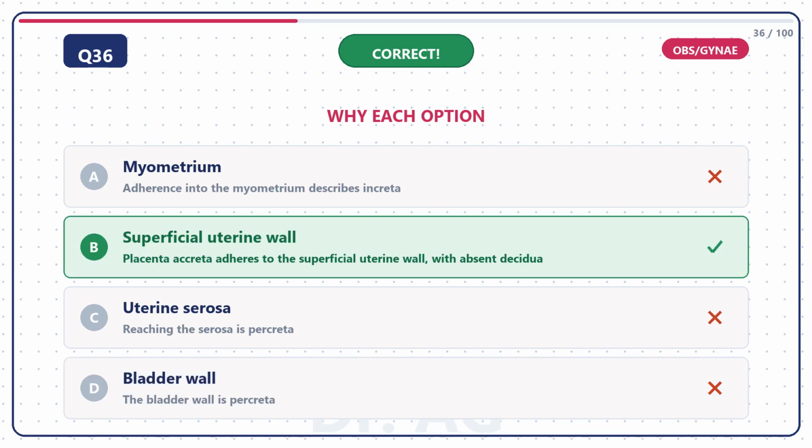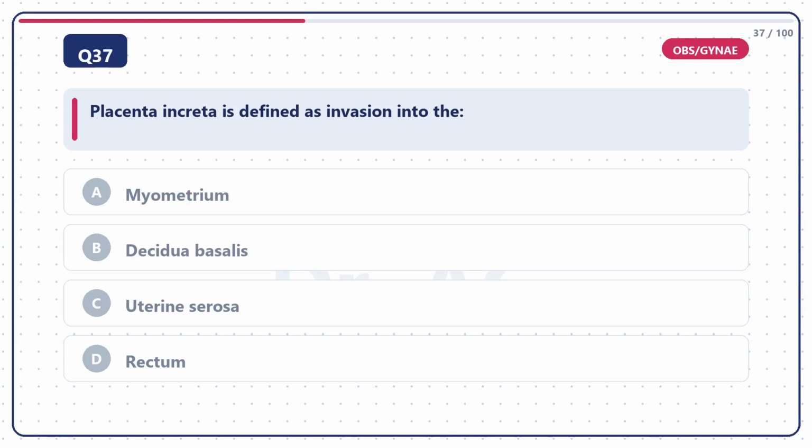Placenta accreta adheres to the superficial uterine wall with absent decidua. So, the right answer is option B. Superficial uterine wall.